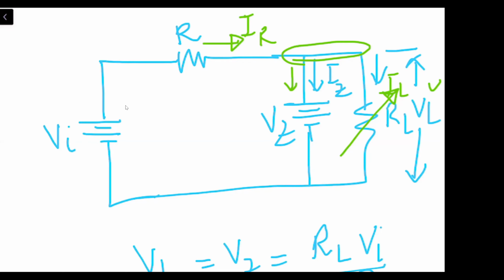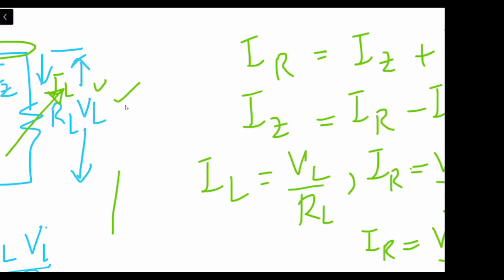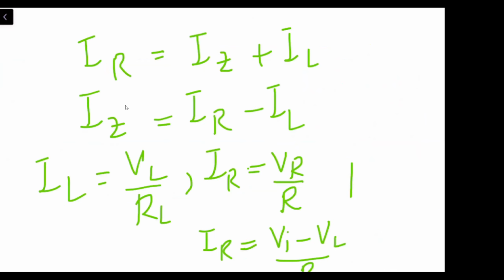And we also know that the current IR will remain constant. Why? Because if IL will decrease, the increase in the current to keep the IR constant will be taken by the increase in the zener current. Are you with me?